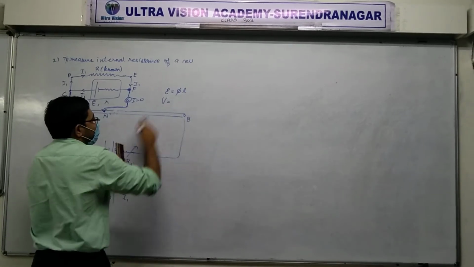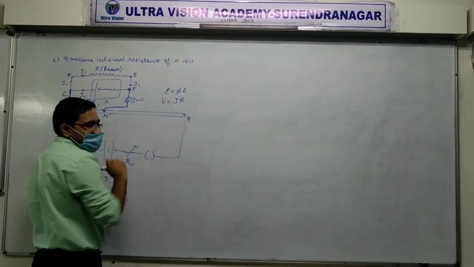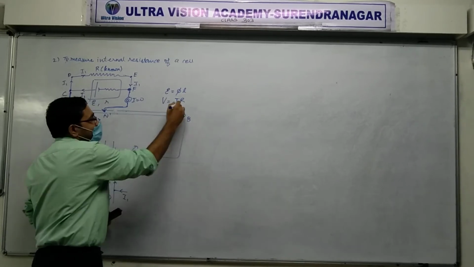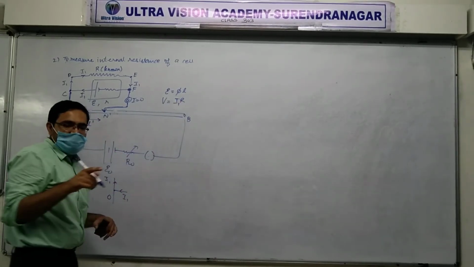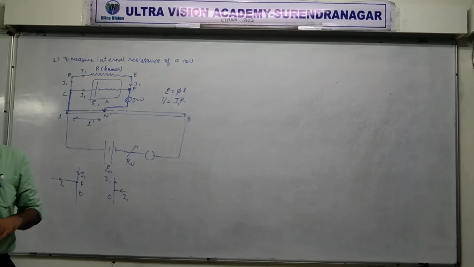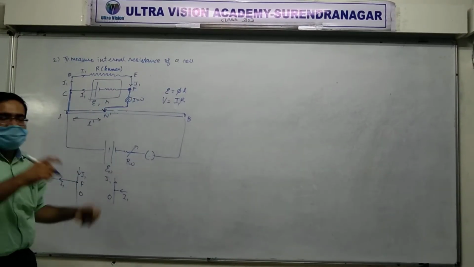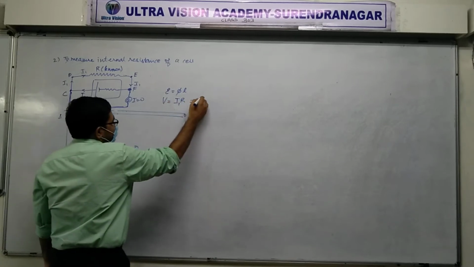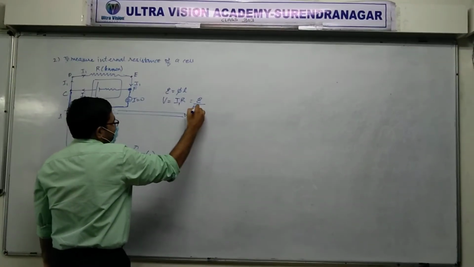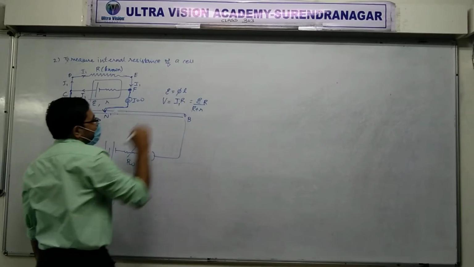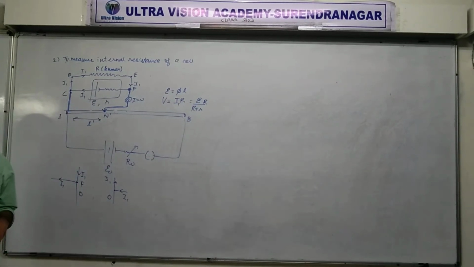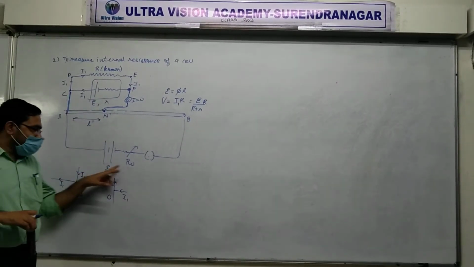There are so many ways to write it. Is this fine? Is this fine or not? V equals I1 into R, where I1 is the current flowing through this resistor multiplied by its resistance. But we know that I1 is equal to epsilon upon R plus r. Yes or no?